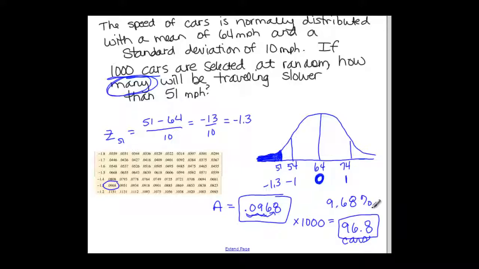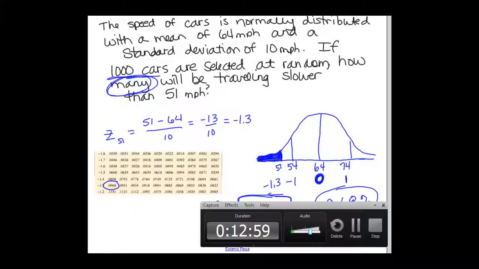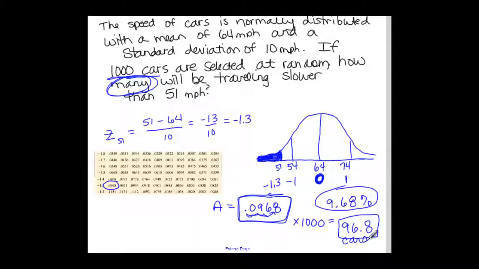So you always want to look at that last question to see, are they asking for area? Are they asking for the percent? Or are they asking for the number of a particular piece of data? And you might be asked to round to the nearest number of cars, which would be actually 97 cars.